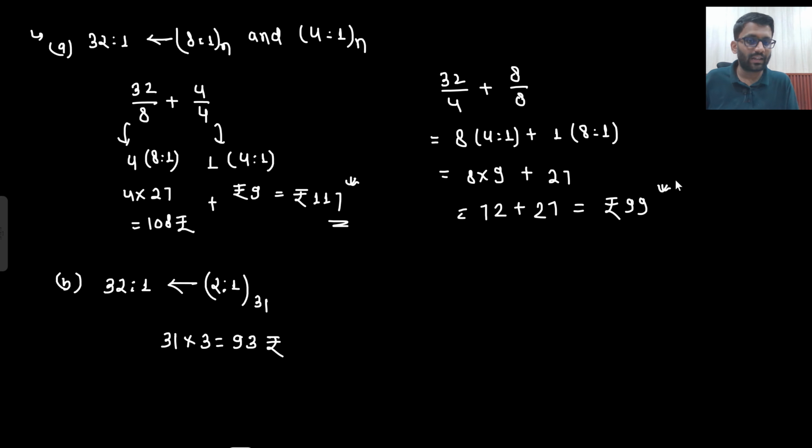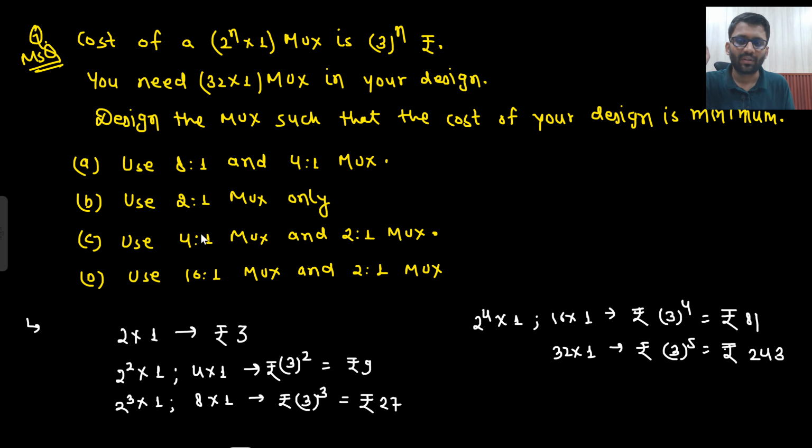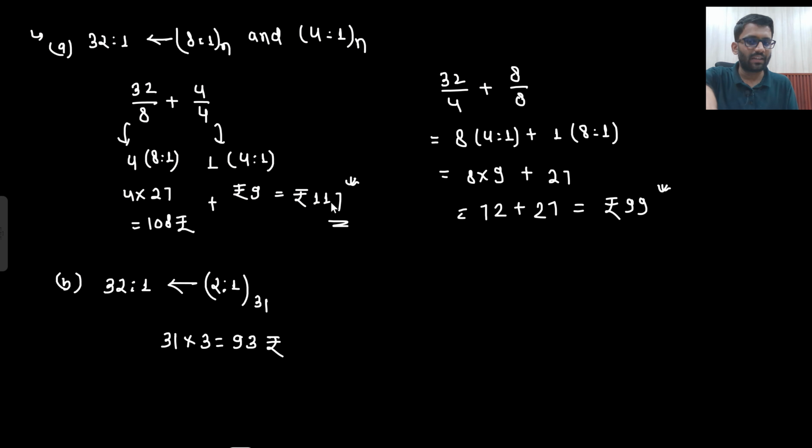So certainly you are getting less than this. So this option is cut. Option A is gone, because this is the minimum. So till now this is the minimum. These options are there: 117, 99 and 93. So this option is gone. This option can never be correct. It is not the minimum. What if we get even less than 93? Let's check that.